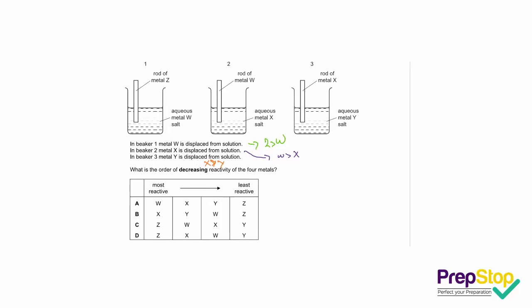The question is, what is the order of decreasing reactivity of the 4 metals? So if we write them all in one line together, we see that metal Z is more reactive than metal W, which is more reactive than metal X, which is more reactive than metal Y. So metal Y is the least reactive element, while metal Z is the most reactive. By taking a look at the options we have, we see that the correct answer is option C, because it is in the order we determined using the information given.